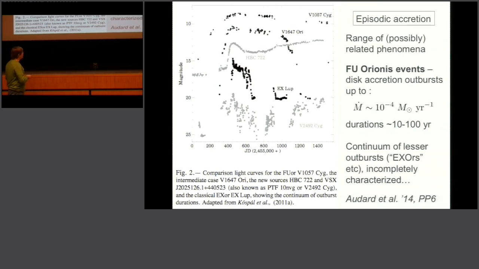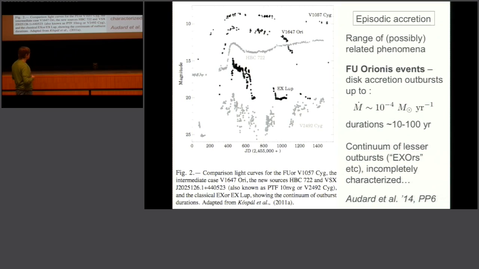As we've heard before, the most dramatic of these are the so-called FU-Orionis events, after the prototype, and these are attributed to disk accretion outbursts in which the accretion rate in the outburst phase can be perhaps as high as 10 to the minus 4 solar masses per year. This is a factor of 1,000 or maybe 10,000 larger than typical accretion rates in young stellar objects. These events maybe have durations of 10 years, up to 100 years. Perhaps some may have even longer durations, which would be rather hard to probe observationally.